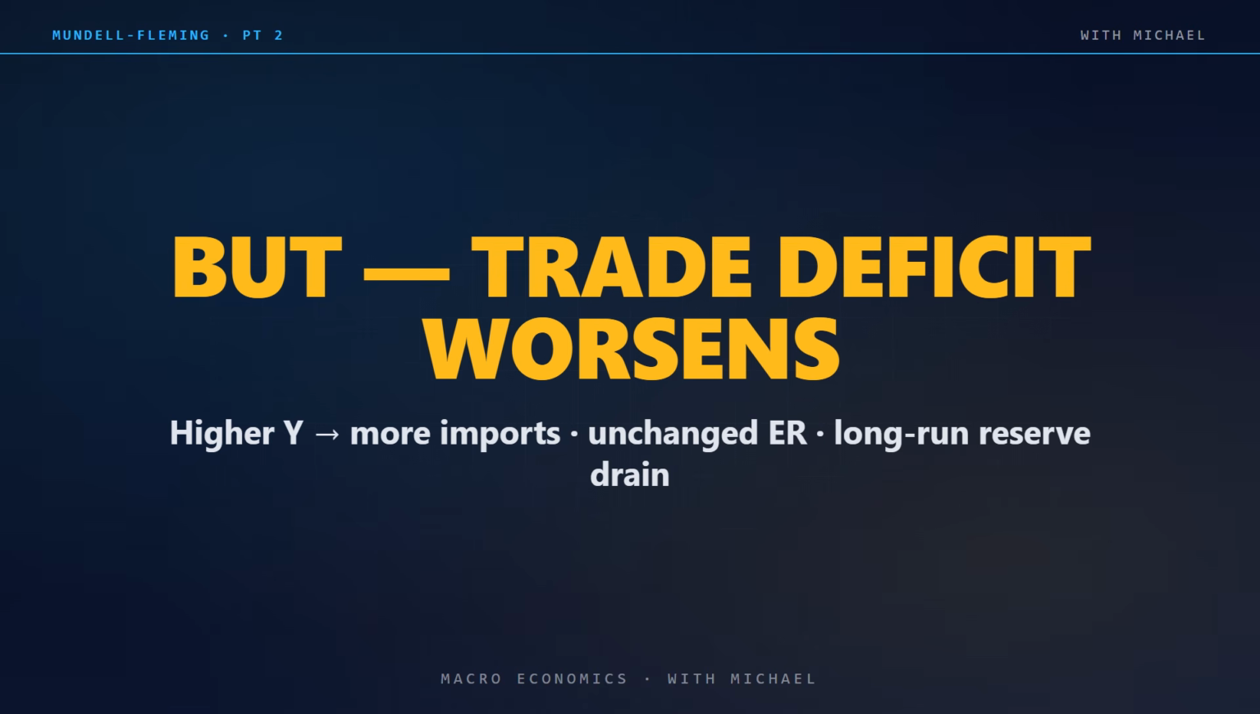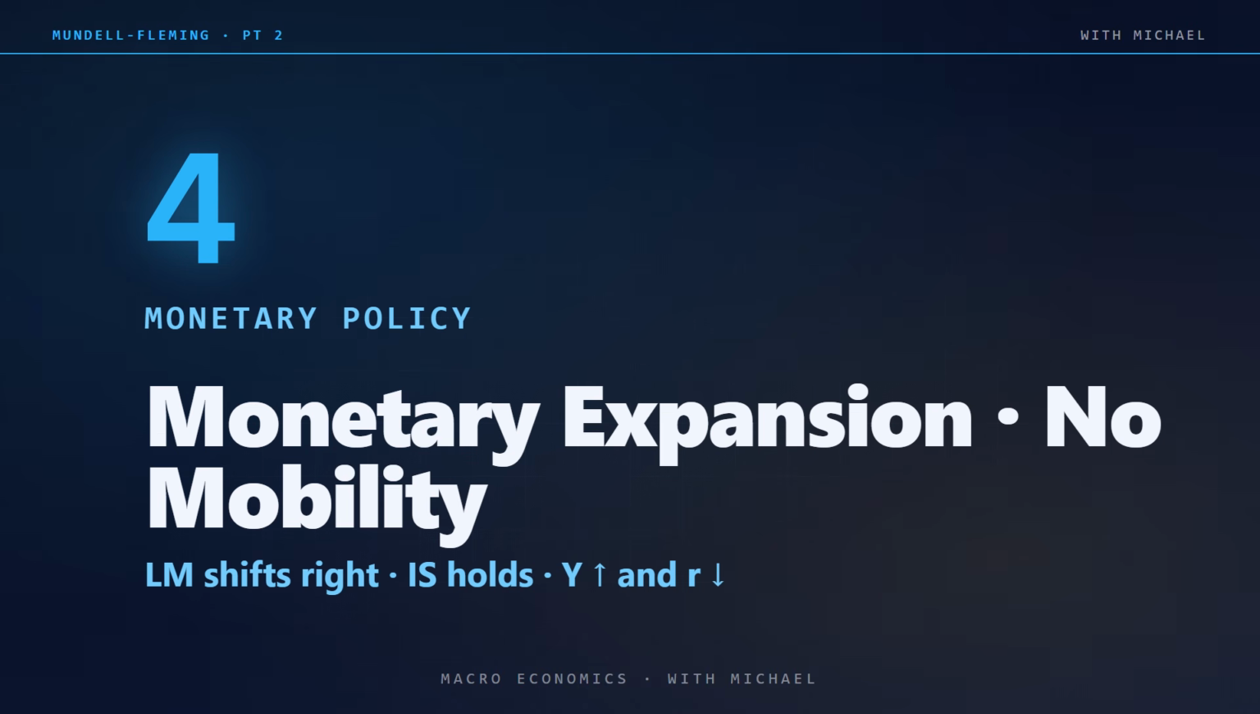The country could draw down foreign reserves, or it could be forced to devalue the currency, which would shift the IS curve through a different channel. So in the long run, fiscal expansion under no capital mobility has trade balance implications that the simple short-run analysis doesn't capture. But in the short run, fiscal policy is powerful.